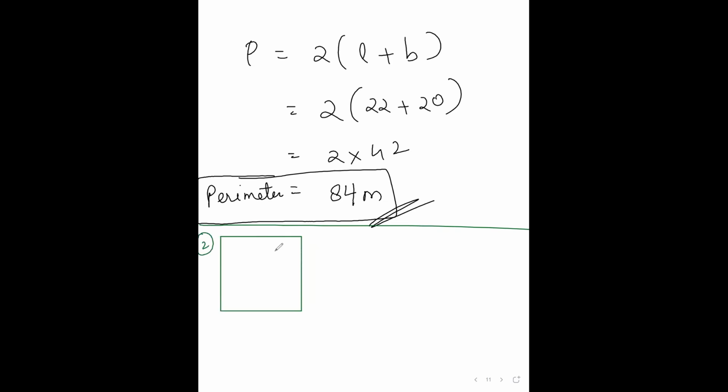Question number 2. It's a square park. What is its perimeter? How much? 320 meters. Can you find the side of it first? We don't know the side, so let's find the side first. What is the formula of a perimeter? 2 multiplied by L plus B. Okay, what is L and what is B here?